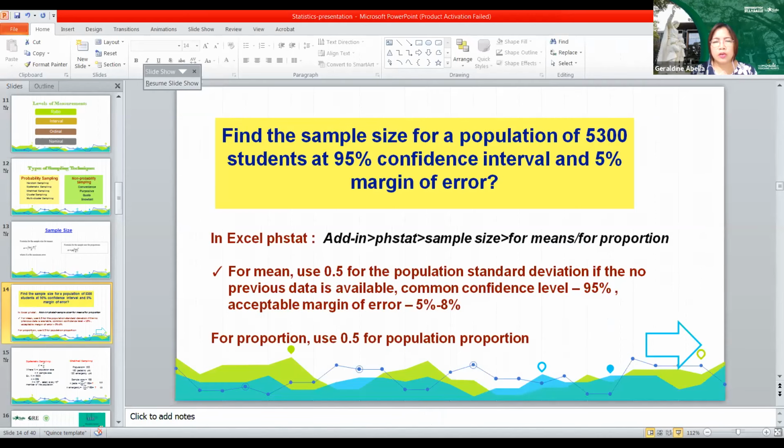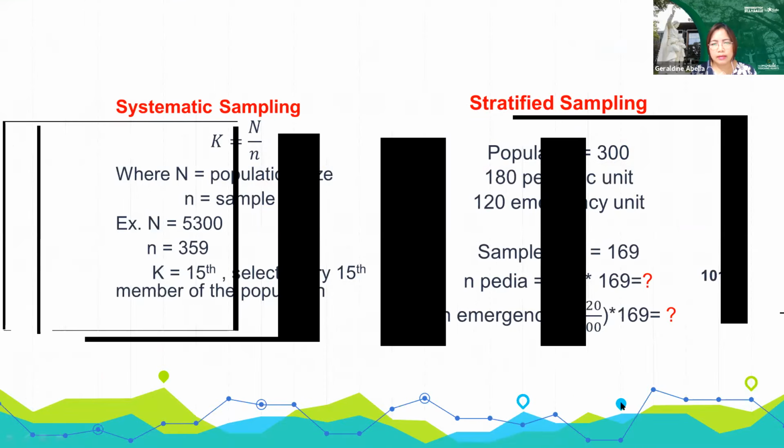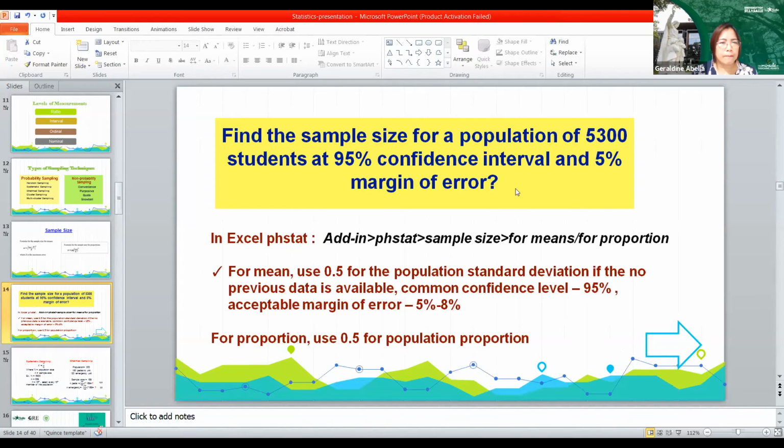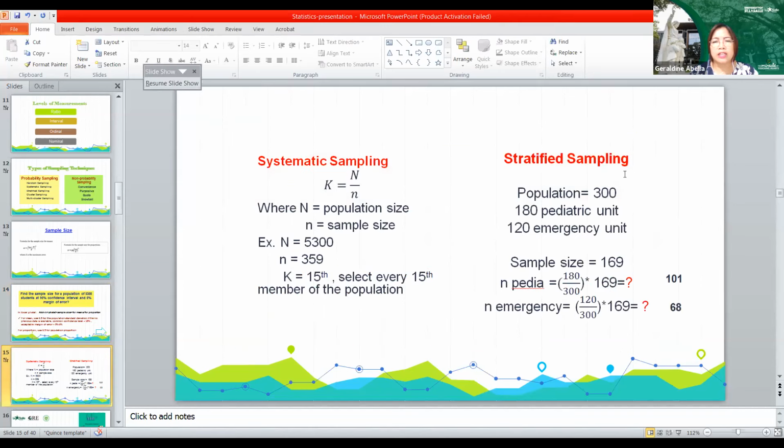Okay. So using the stratified sampling technique, if the target population, for example, is 300, and there are 180 nurses from the pediatric unit and 120 nurses from the emergency unit, and the sample size required in your research is 169, how many would represent the pediatric unit and the emergency unit?